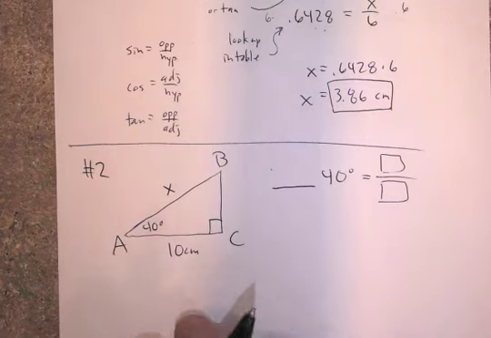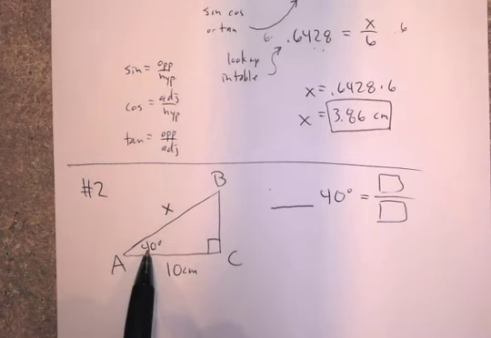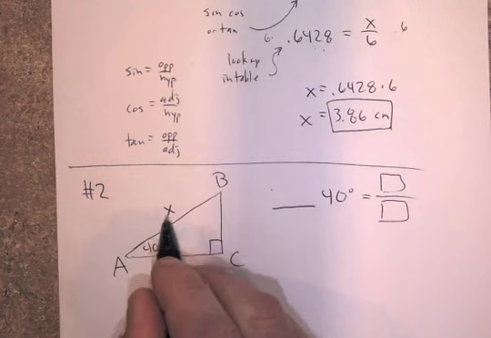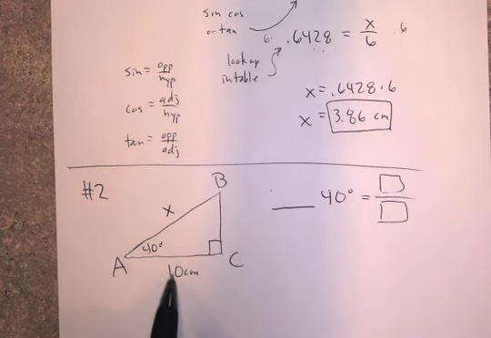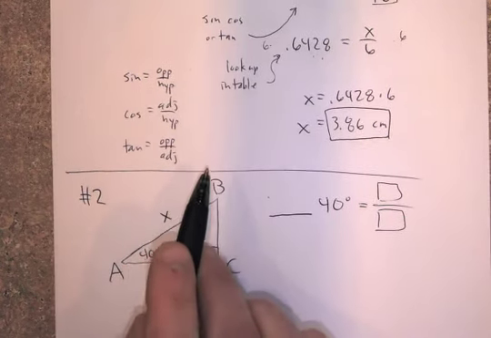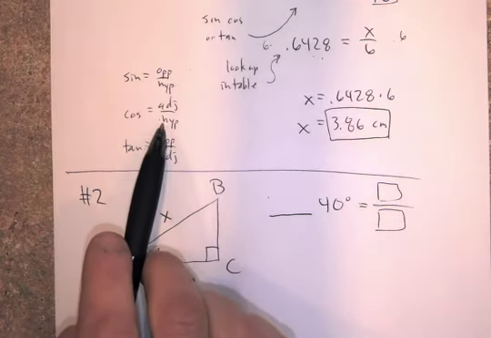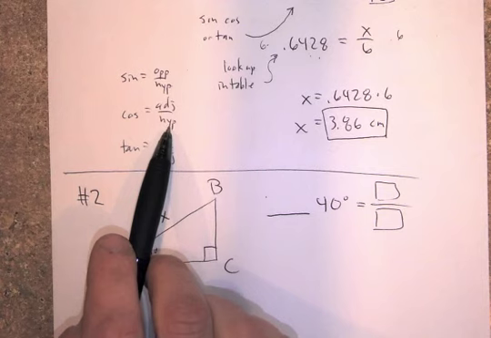Sine, cosine, or tan? From 40. Adjacent, hypotenuse. Right? Adjacent, hypotenuse. Look here. Which one of these has adjacent and hypotenuse in it? Only one of them does. Right there. Okay, so we got to use a cos.